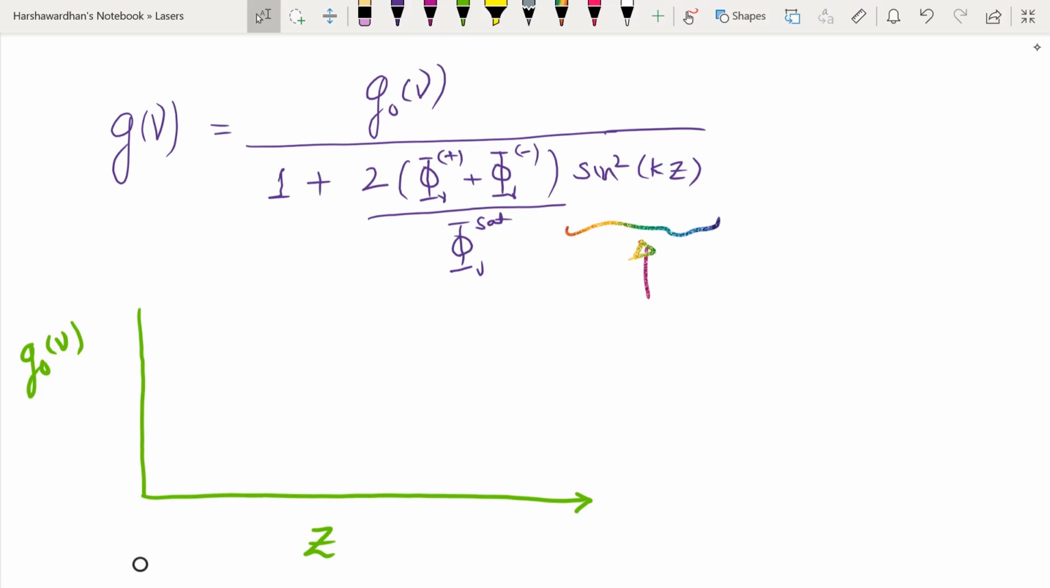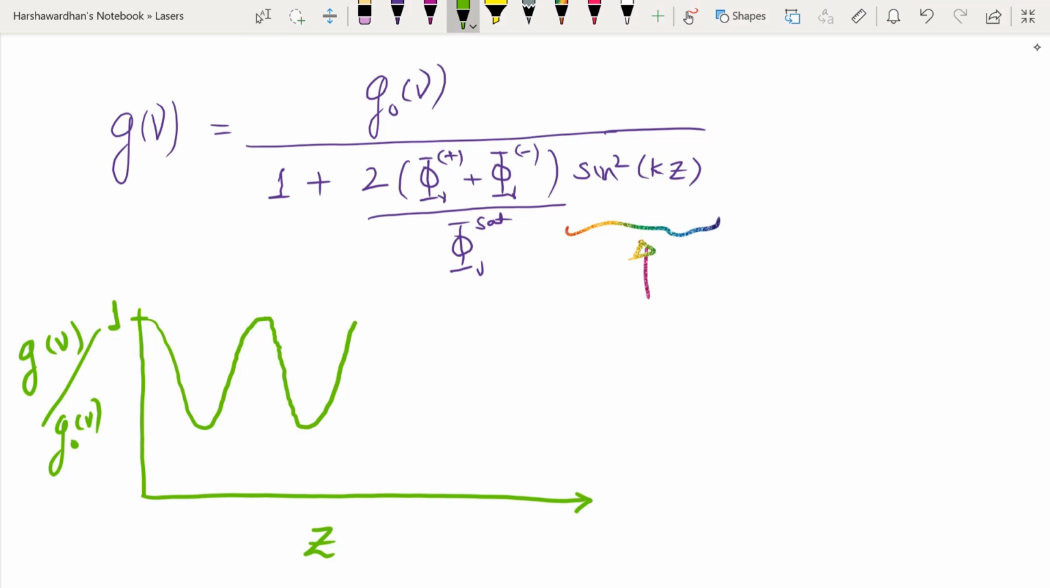So I'm basically plotting this ratio, which is g of nu divided by g naught of nu, right? The maximum value it takes is indeed 1. And where does the 1 happen? 1 happens when the sine square kz factor gives us a 0. So at z equal to 0, for example, I might have a form like that. This is the sine square, and this I need to plot from 0 to L.